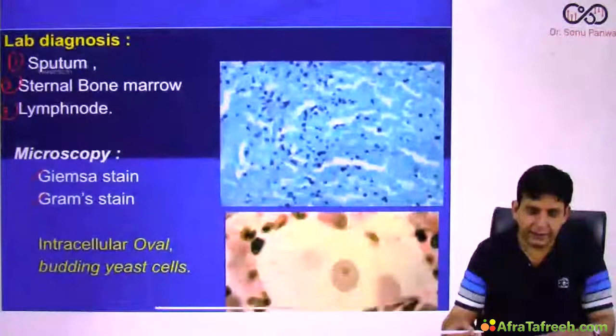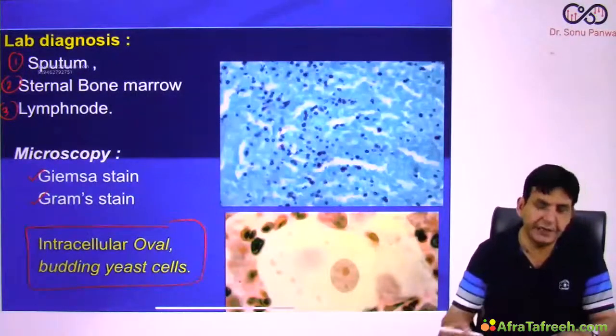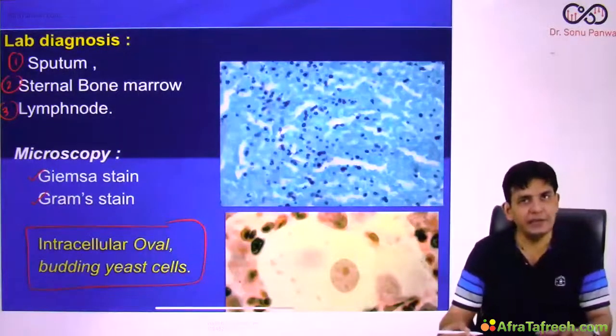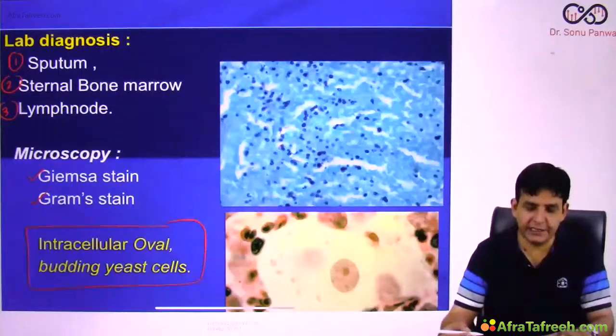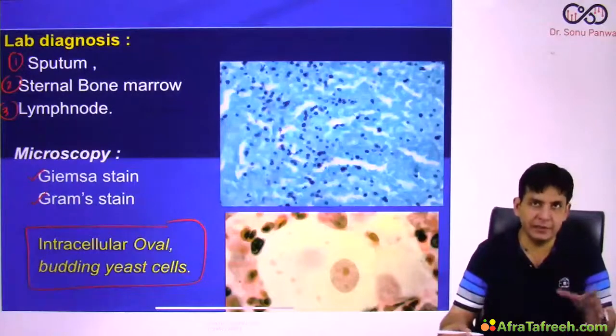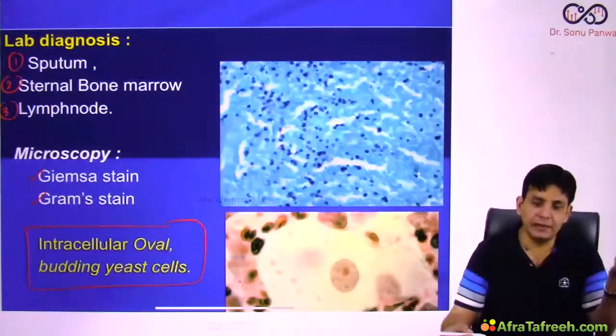Okay, and what you observe after staining all these materials, you find intracellular oval budding yeast cells. Intracellular oval budding yeast cells are observed in this particular staining of Giemsa and Gram stain, in which samples? Like sputum, sternal bone marrow and lymph nodes.